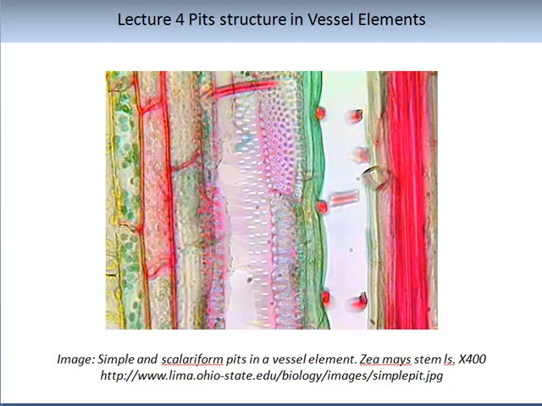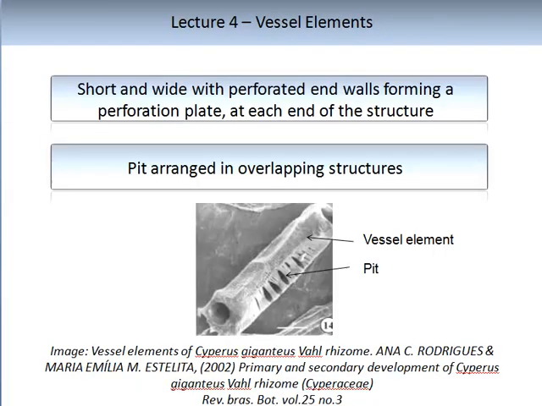Pits have different shapes. On this image we have both simple and scalariform pits in the vessel elements of Zea plants. This is at a high magnification of ×400. Vessel elements can be described as short and wide, with perforated end walls forming a perforation plate at the end of the structure. Pits tend to be arranged in overlapping structures. The image below shows one vessel element and a number of pits.